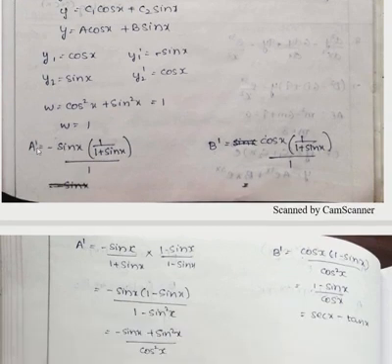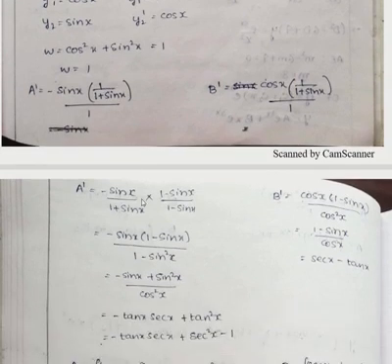And simplify this. Therefore A dash is equal to minus sin x divided by 1 plus sin x, multiplied and divided by 1 minus sin x, therefore 1 minus sin x divided by 1 minus sin x. It is equal to minus sin x into 1 minus sin x divided by, here it is in the form of (a plus b) into (a minus b). What is (a plus b) into (a minus b)? a square minus b square. a square is 1, b square is sin square x.